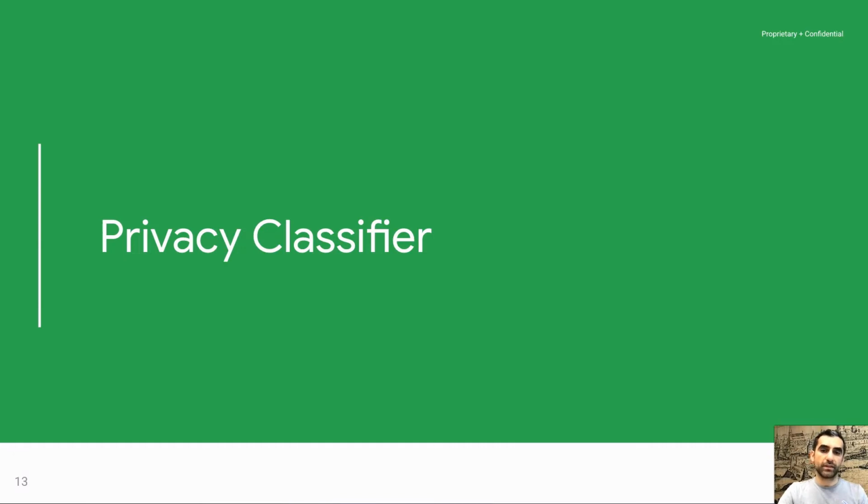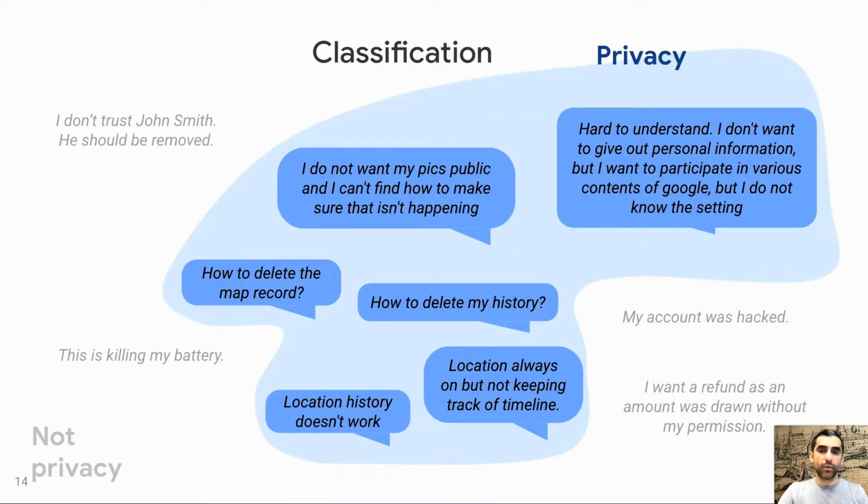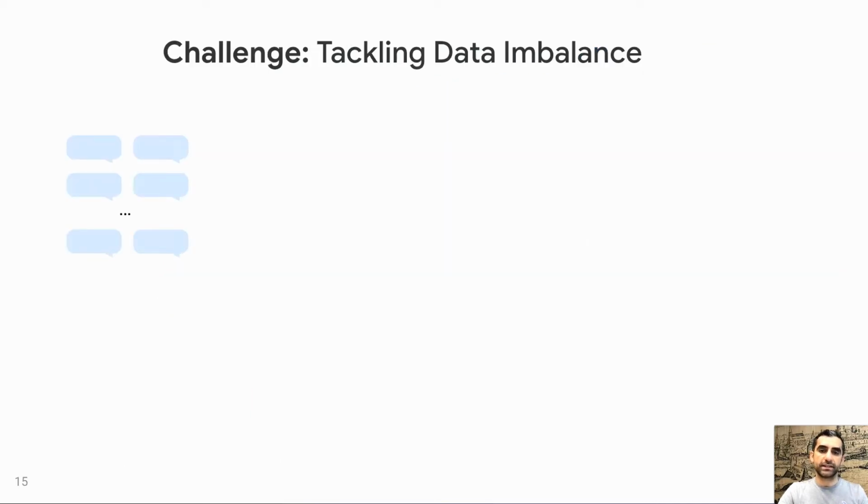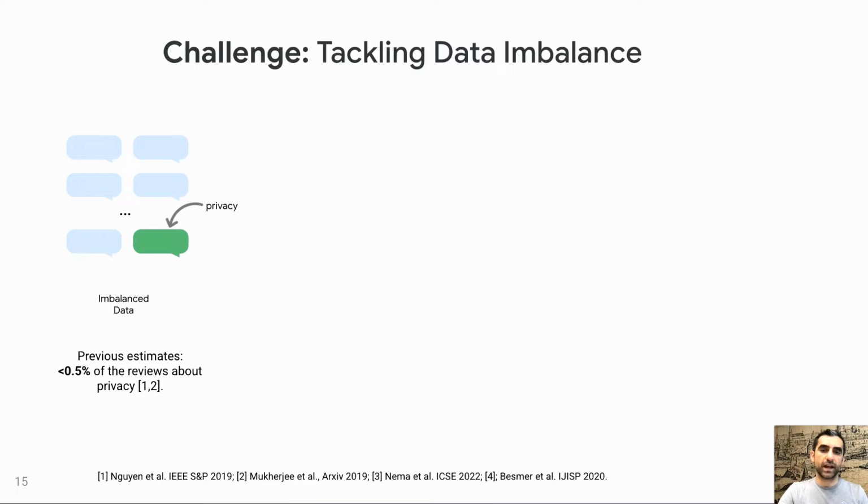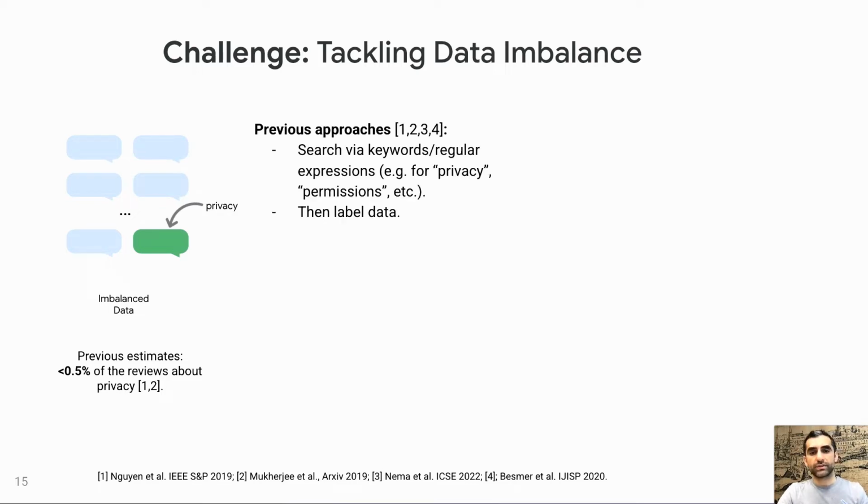So we start by describing the privacy classifier. We want to differentiate between privacy and not privacy feedback, but the main challenge is that the data for this problem is severely imbalanced. Previous works estimate that reviews about privacy are less than 0.5% of the reviews. Now, some approaches try to mitigate this by searching via keywords, regular expressions, and labeling data that is surfaced. This leads to the model overfitting on the presence or absence of these expressions.